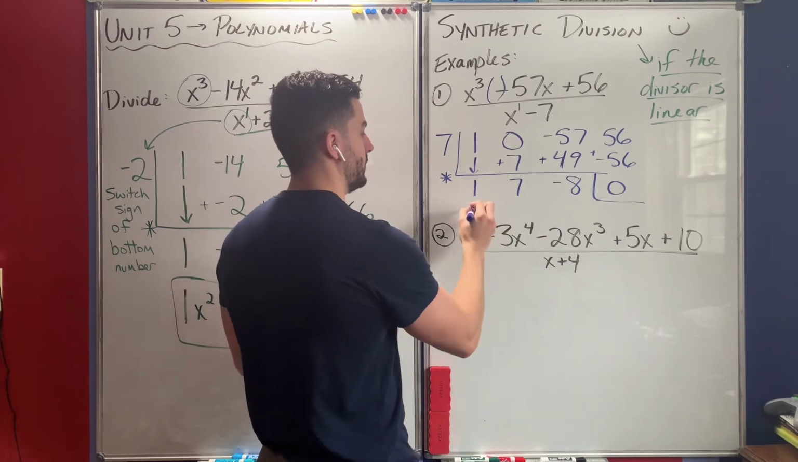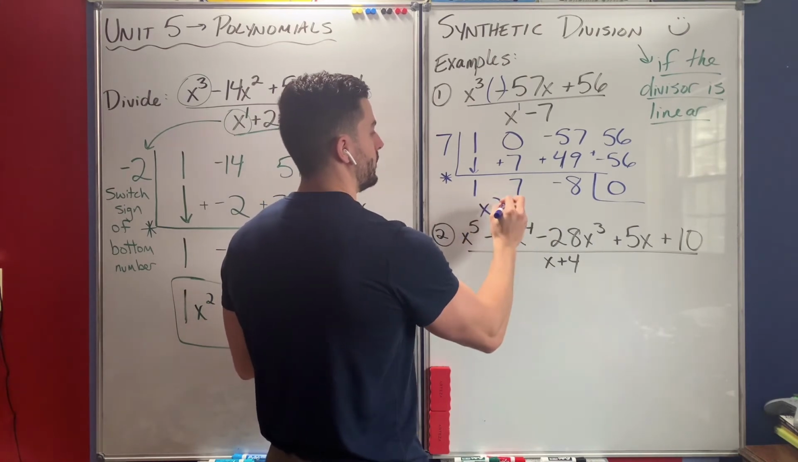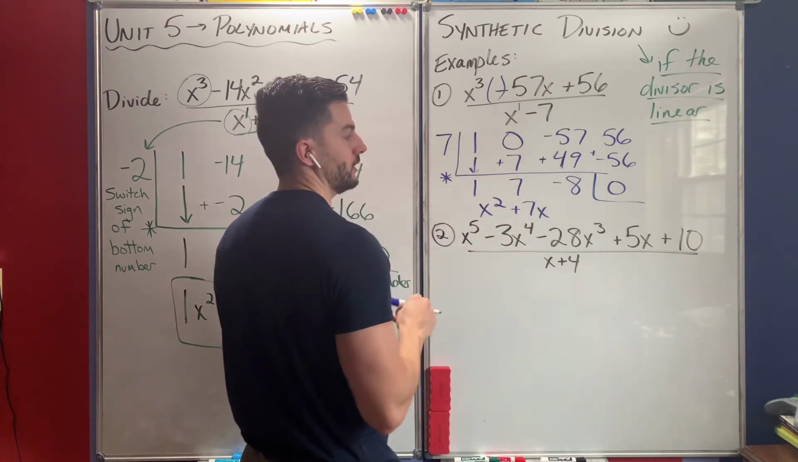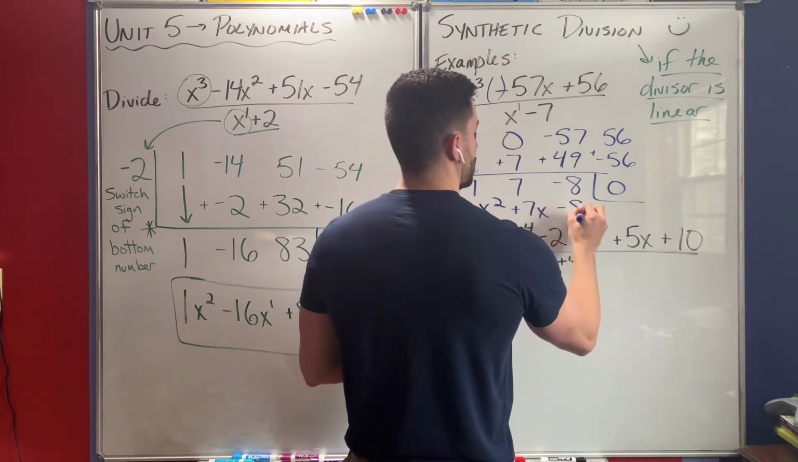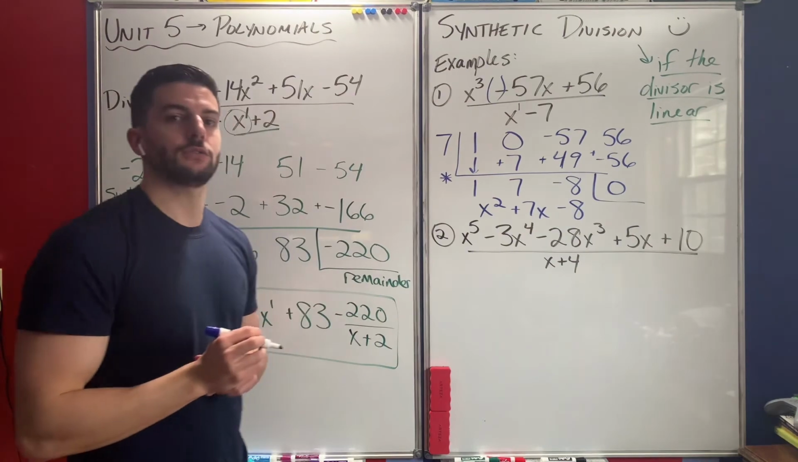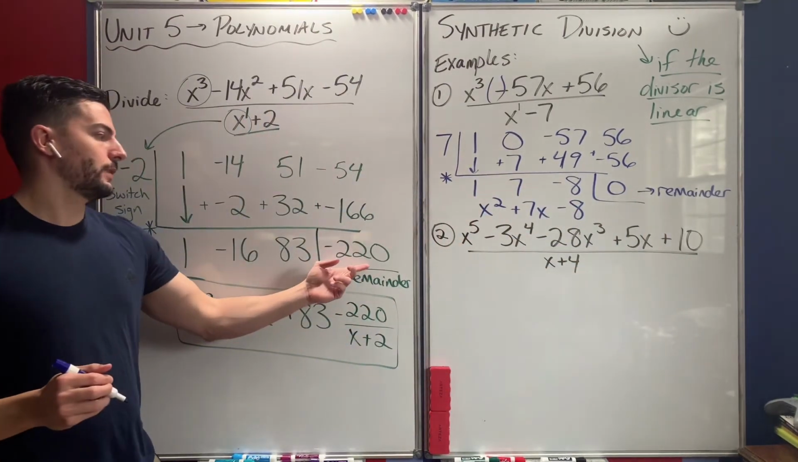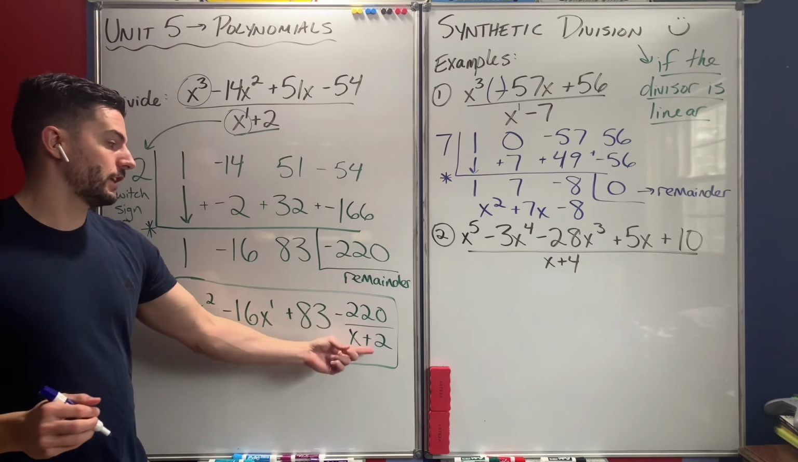So my answer is going to be x squared plus 7x, these are my coefficients, and then minus 8. And then I have this remainder of 0. So compare that to the last one. The last one we had a big remainder, and that was just kind of my answer.